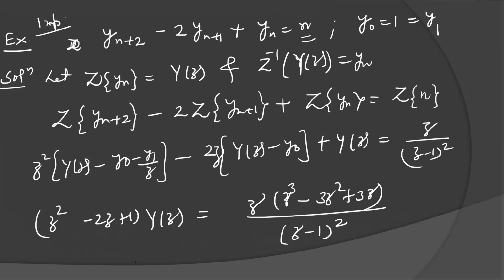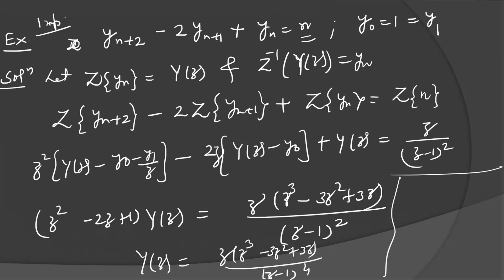Now your Y(z) will become z cube minus 3z square plus 3z over something. Put the value of y0 and y1, and you will get this type of equation, with z minus 1 to the power 4. So its inverse Z transformation is very difficult using the partial fraction method. The best method is using the residue method.